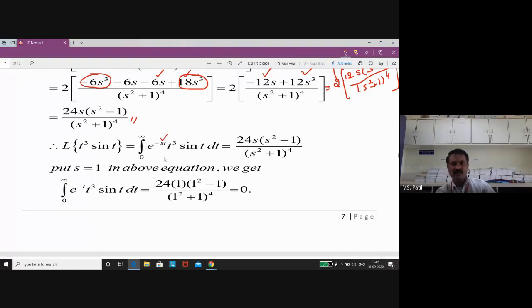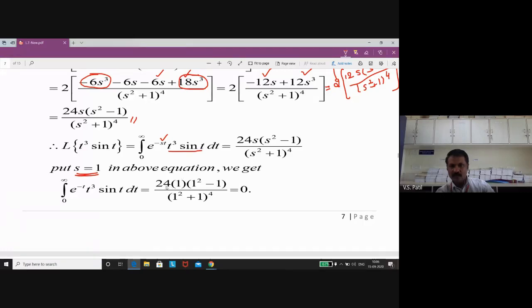Now we don't want this. Not only me, you also don't want this value of the integral. So to get the correct answer, what you have to do? Wherever s is present, put s equal to 1. If you put s equal to 1 in the above equation on both sides, what will you get? It becomes integration 0 to infinity e to the power minus 1 into t, that is e to the power minus t, t cube sin t dt.